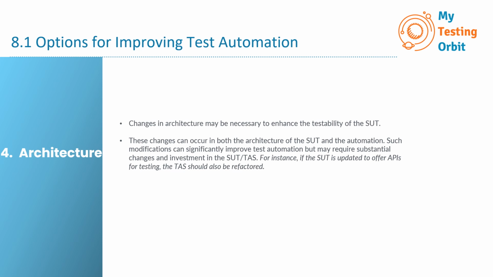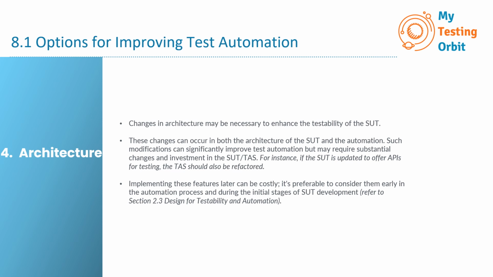If we are making it easier to test the SUT by adding special access points like APIs, then the automation framework may also need to be adapted to accommodate these changes. This can require modifying existing test scripts or adding extra tools such as logging and monitoring or a testing tool for API testing, etc.